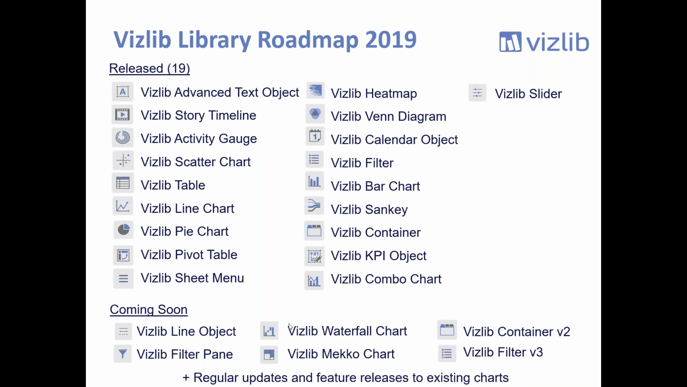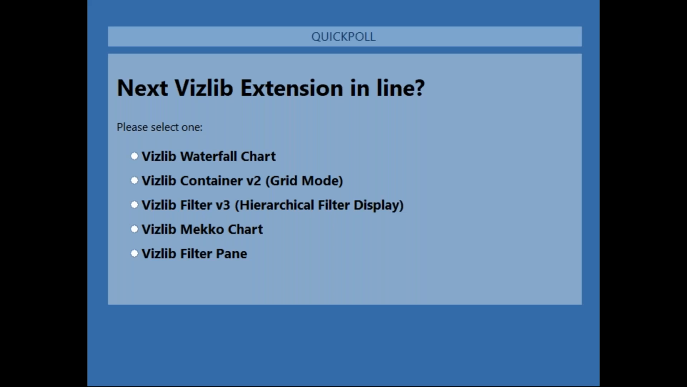I already mentioned that we're eyeing the waterfall chart, but as I also said, we'll be working on multiple extensions at the same time. So what I'd like to do now is get your opinion, get your vote, and see what you guys think should be the next extension in line. I've just launched a poll. You have one vote. Pick one of the 5 next extensions or roadmap items, and cast your vote for what you think would be more valuable.